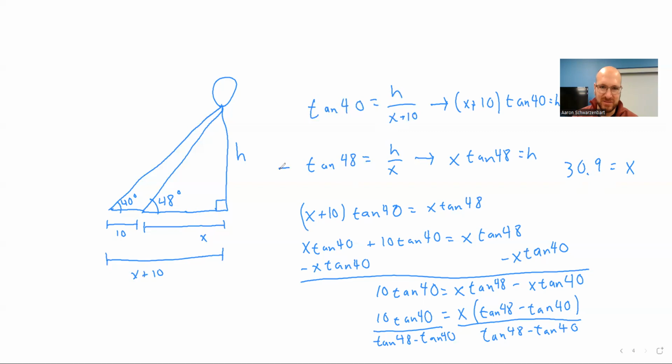I'm going to use that here to get h. Tangent of 48 equals h over 30.9. When I do this on the calculator, I'm just going to use previous answer. So I'll multiply both sides by 30.9. I'm using previous answer because then it's going to use the non-rounded off version in my calculation. I stick that in and I get the height of this guy.